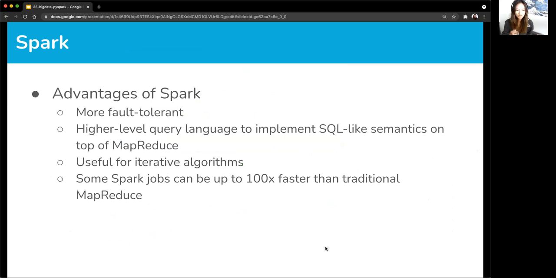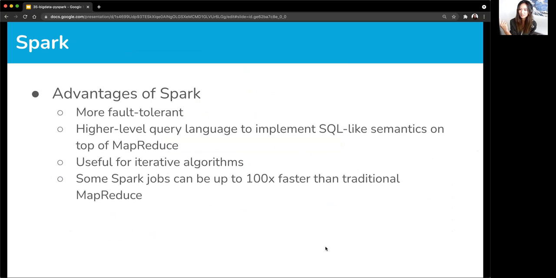Okay, cool. So what is Spark exactly? Spark is something that is built on top of Hadoop. Now, advantages of Spark: more fault tolerant. It is also a higher level query language so that you can have SQL-like semantics on top of MapReduce. I sort of like to think of that as it has very similar Python syntax, so it reads very easily.